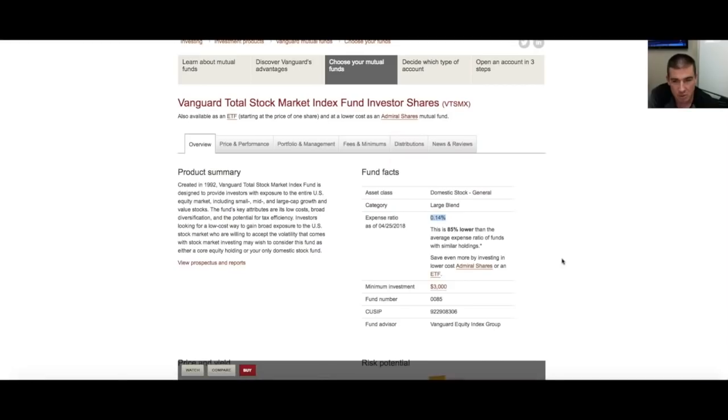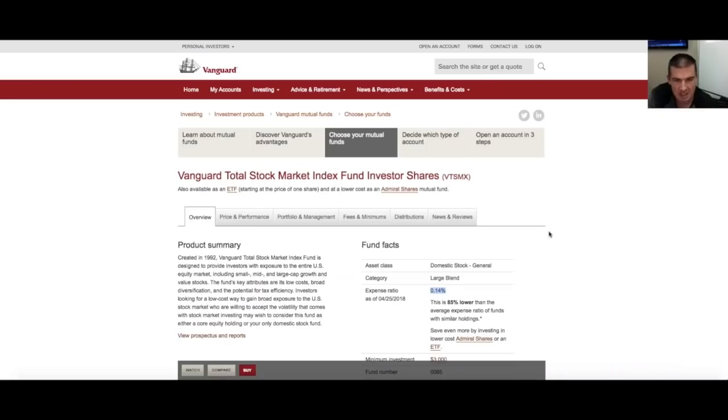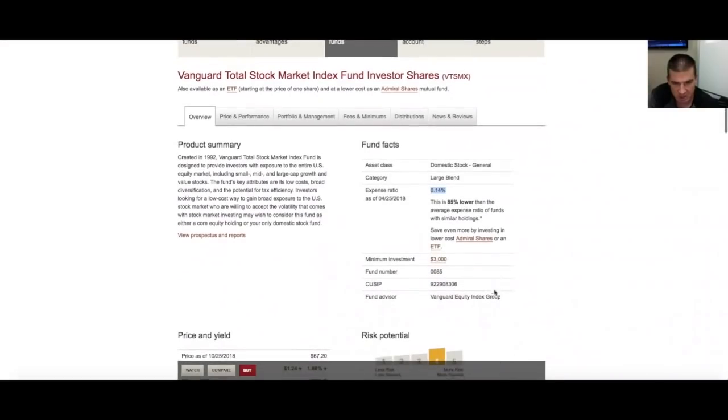And for a lot of new investors, that can be problematic as well. A lot of new investors may just have $1,000. You're going to be ineligible to invest in the investor shares, and I think that's a real drawback to these investor shares, having this minimum to entry plus the higher expense ratio.